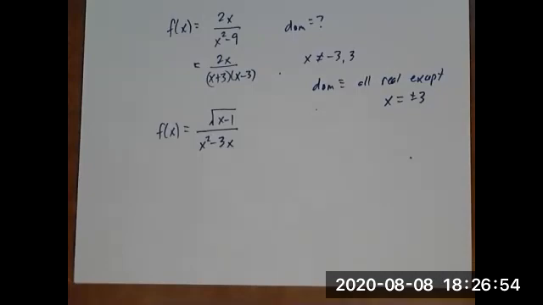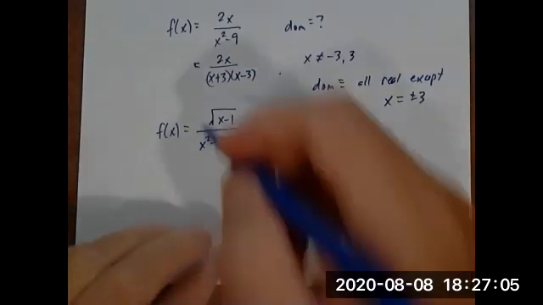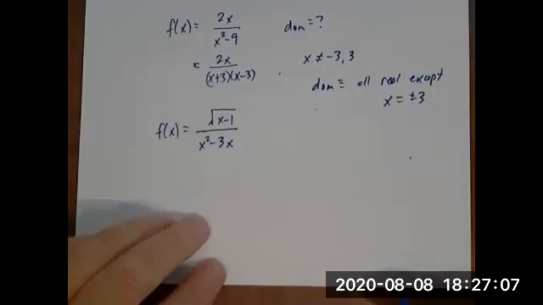So now I have to figure out how those situations are going to impact the domain. So how do we do this? Well, my advice is you sort of do them one at a time. I'm going to start with the square root part, okay?